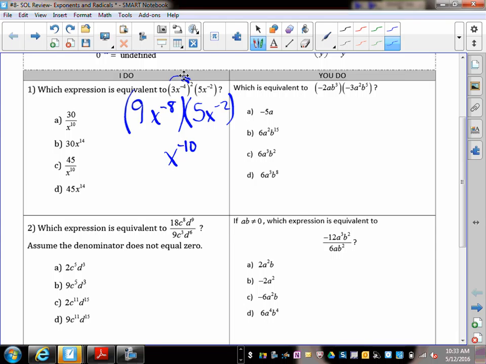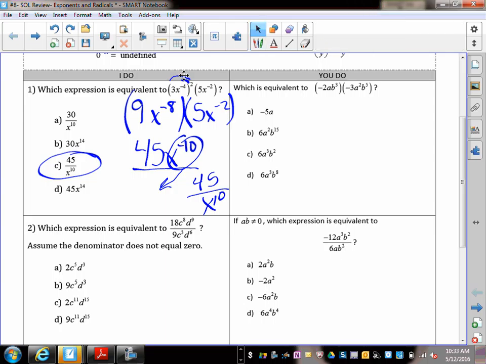Alright, so 9 times 5 gives us 45. So we have 45x to the negative 10. But we cannot finish with any negative exponents. It goes underneath. So this guy's screaming at you, move me. So he moves, so I have 45 over x to the 10. Which answer choice is that? C. Alright, so we have done this the normal algebraic way, but let's check our answers.